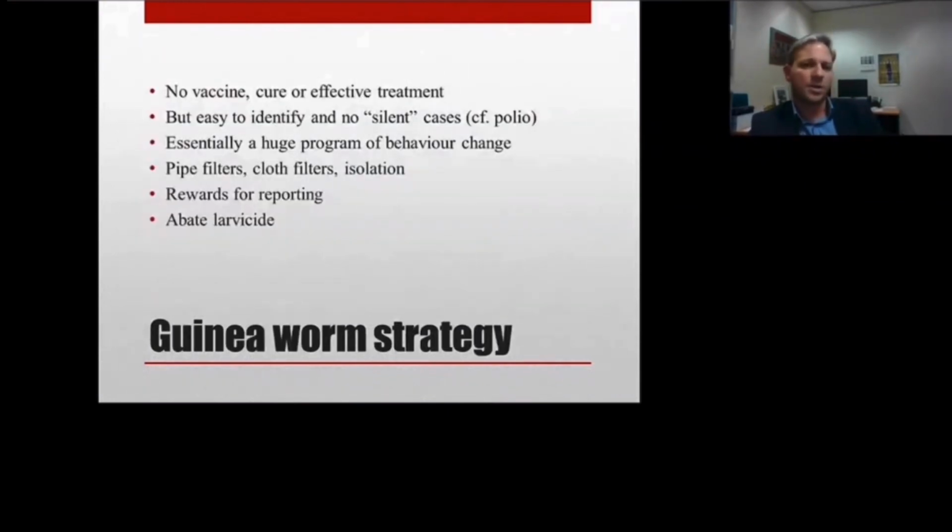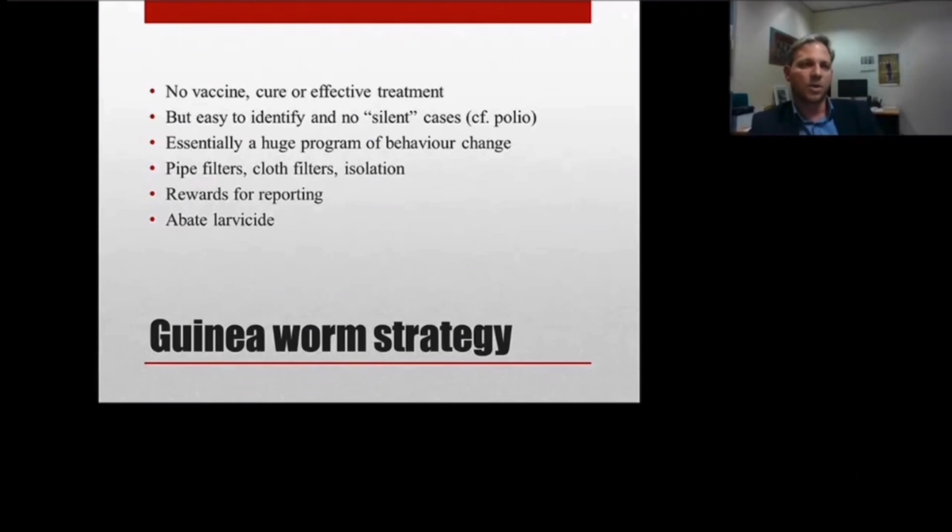But it's very different from polio. There's no vaccine, there's no cure, there's no real effective treatment. All it's done is the worm is rolled on a stick. It comes out at about 1 millimetre a day. It's about 1 metre long, so you've got to spend weeks and weeks slowly rolling it out of the lesion that it emerges from in the skin. But unlike polio, it is easy to identify. Nothing in the world quite looks like it, and there are no asymptomatic cases.